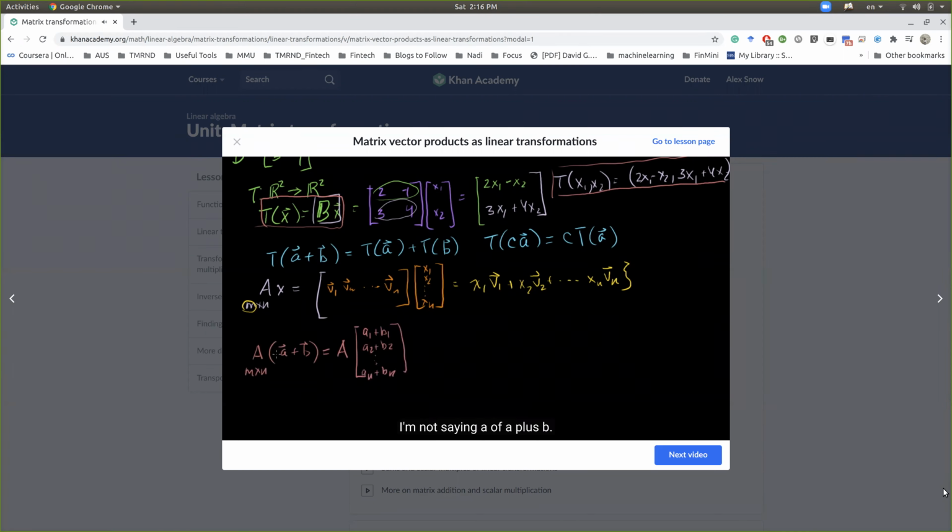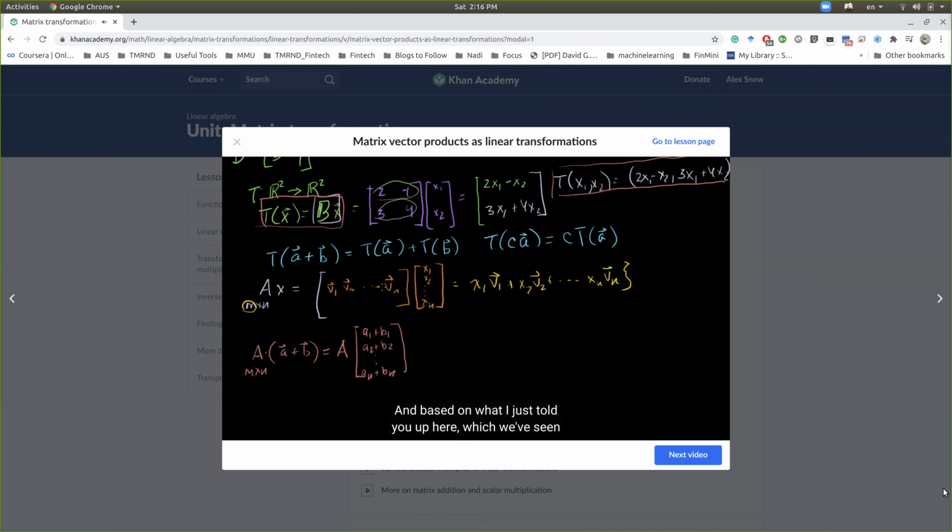I'm not saying A of a plus b. I'm saying A times, maybe I should put a dot right there. I'm multiplying the matrix, and I want to be careful with my notation. This is the matrix vector multiplication. It's not some type of new matrix dot product. But this is the same thing as this multiplication right here.